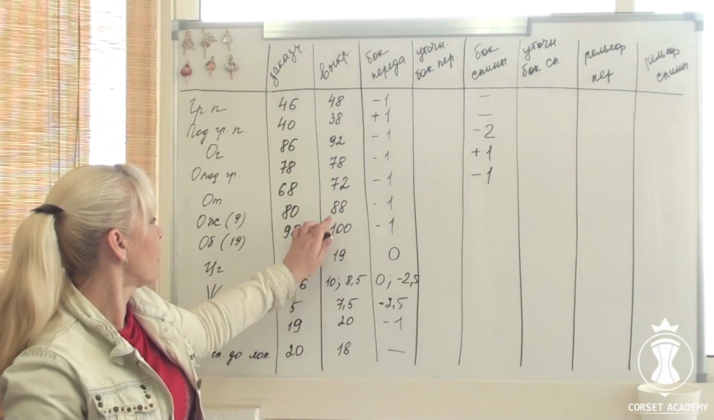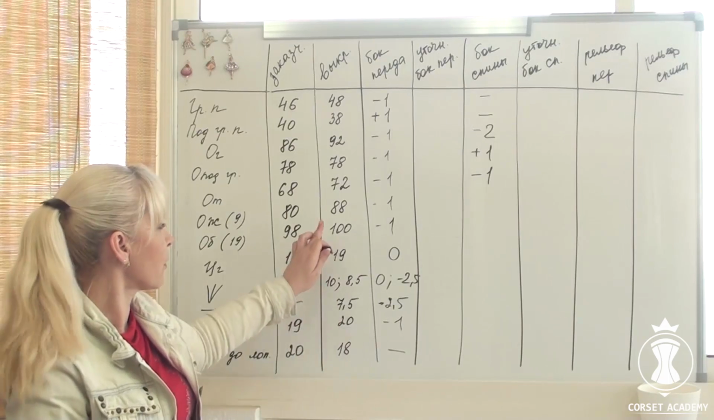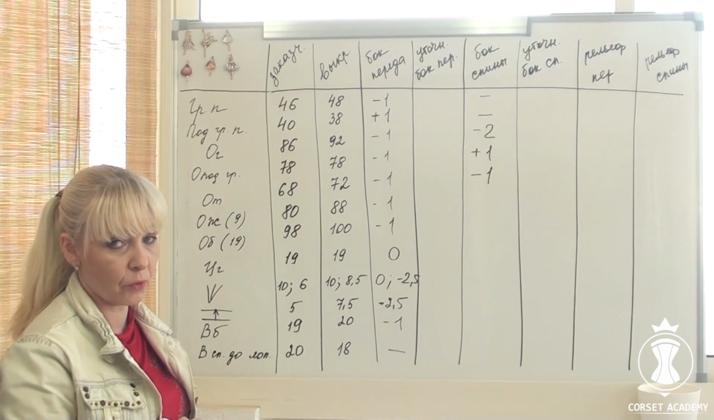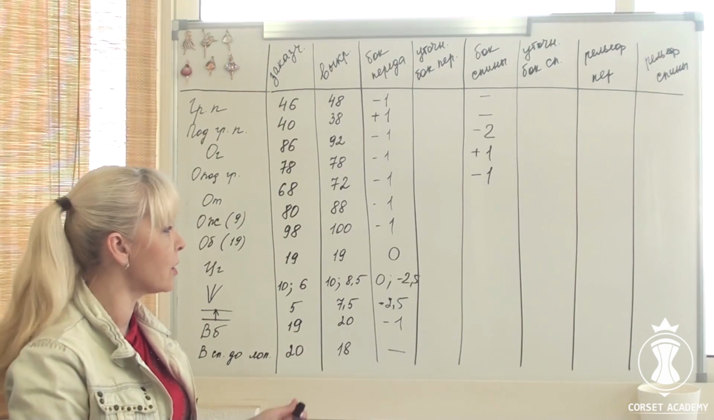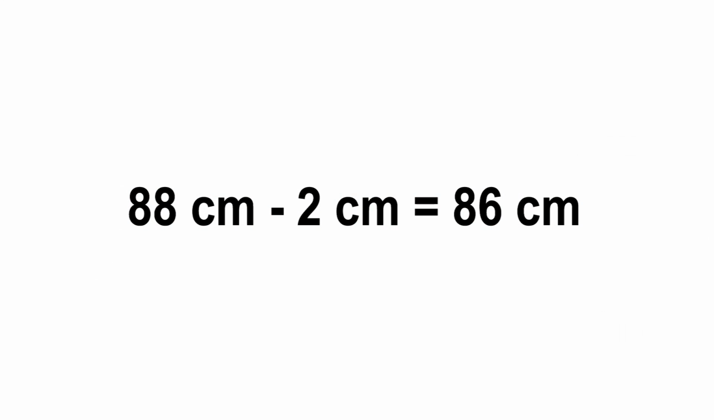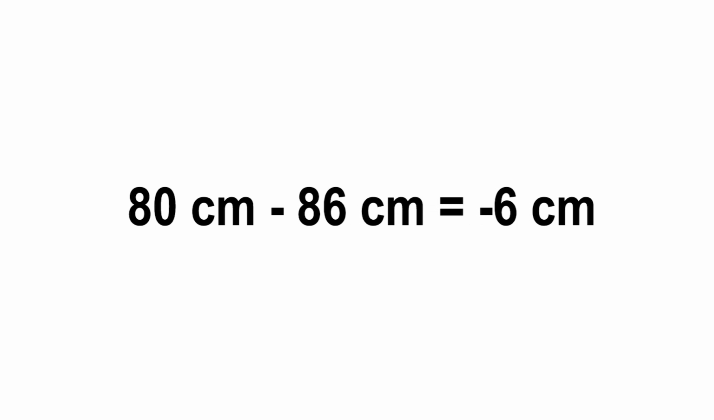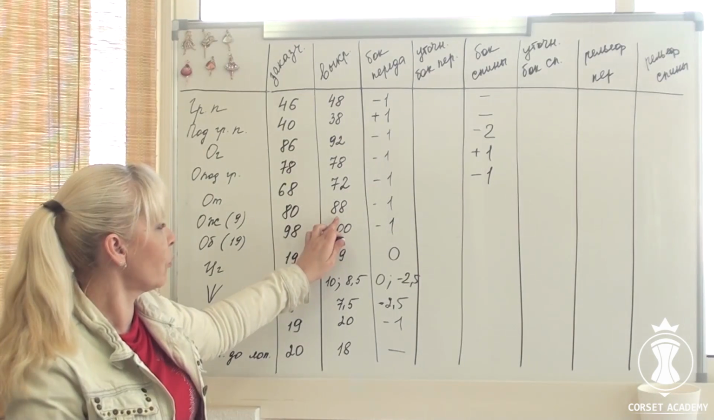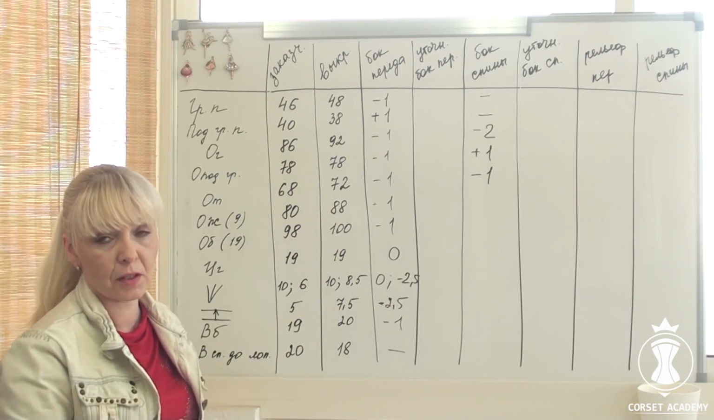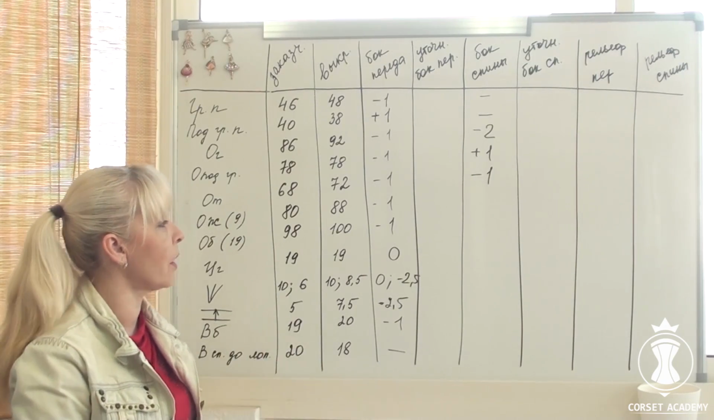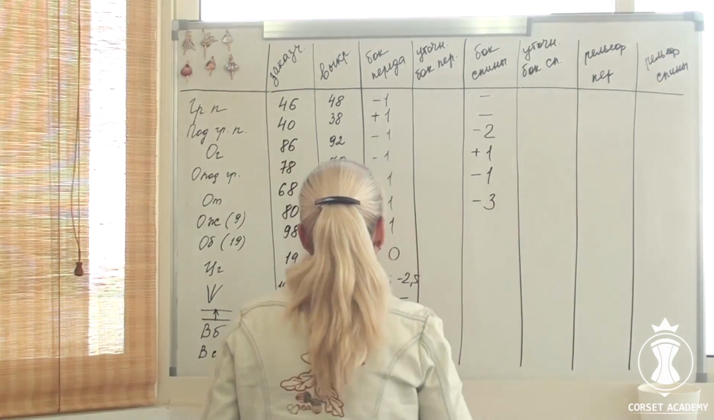Stomach circumference is 80 centimeters on the client and it is 88 centimeters on the pattern. I have already adjusted the pattern down by 1 centimeter from either side, i.e. a total of 2 centimeters. Therefore, 88 centimeters minus 2 centimeters equals 86 centimeters. 80 centimeters minus 86 centimeters equals negative 6 centimeters. I divide the value in half. As the result, I need to remove 3 centimeters from either side of the pattern. I write negative 3 centimeters in the table.